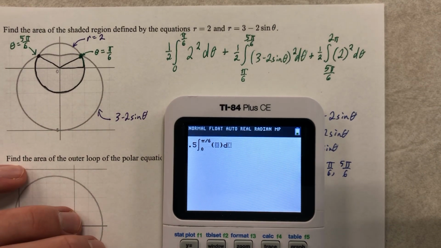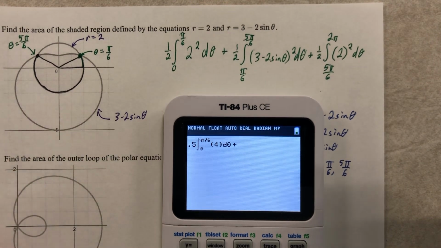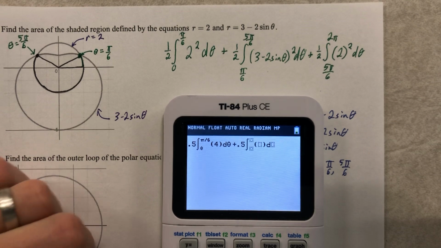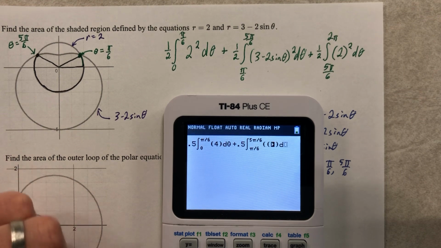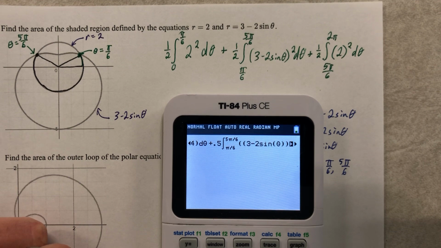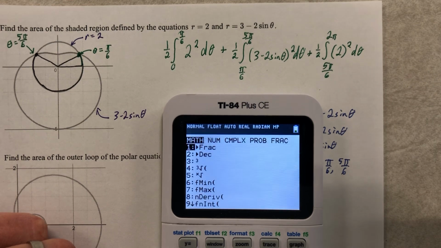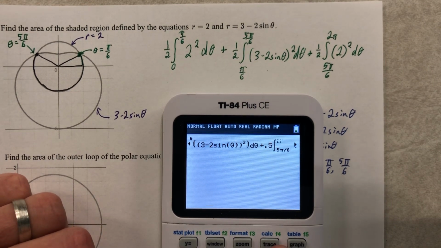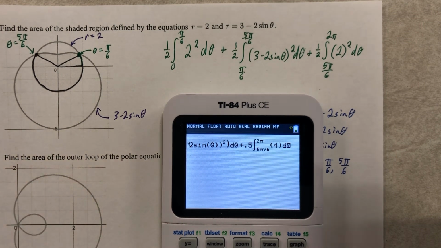Sorry to disappoint you. 2 squared, let's just go ahead and call it 4, and then d theta, plus, let's just do the whole thing at once. And then 0.5, math 9. I have not entered these in my R functions. If you press y equals, it's not in there. Disappointing, I know. And then I need parentheses around this guy. 3 minus 2 sine theta. All right, another parenthesis around the theta, parenthesis to close the whole function, and then we square it, and then d theta. And then plus 1/2, math 9. 5 pi over 6 to 2 pi, and then 2 squared. There we go. I'm going to proofread it before I press enter.